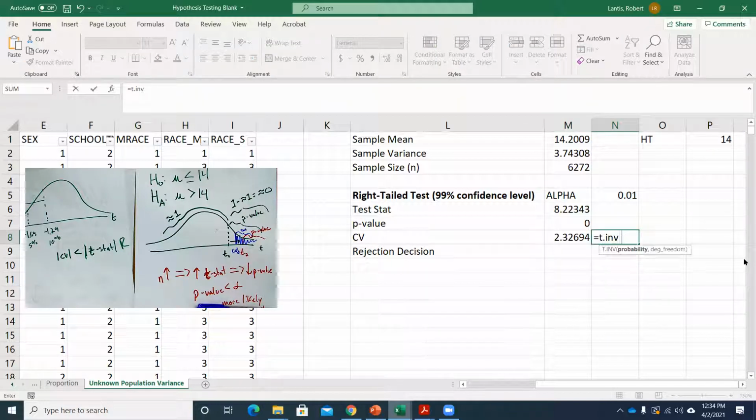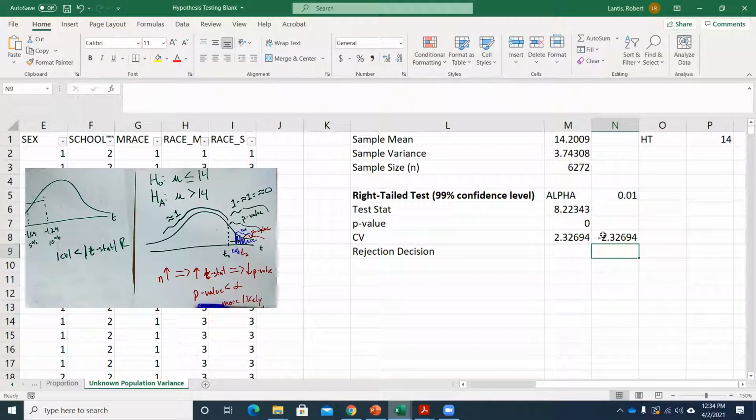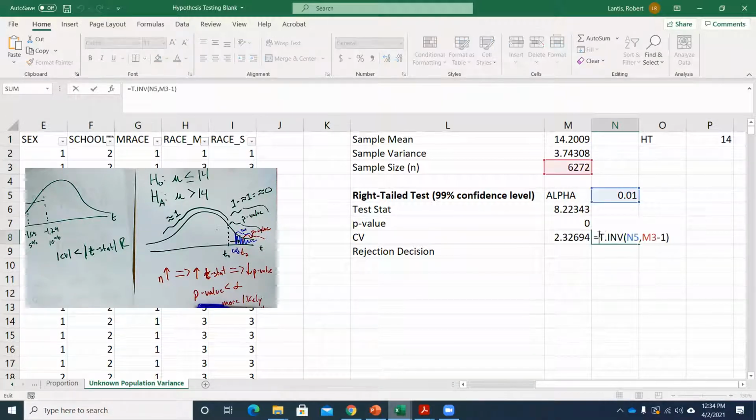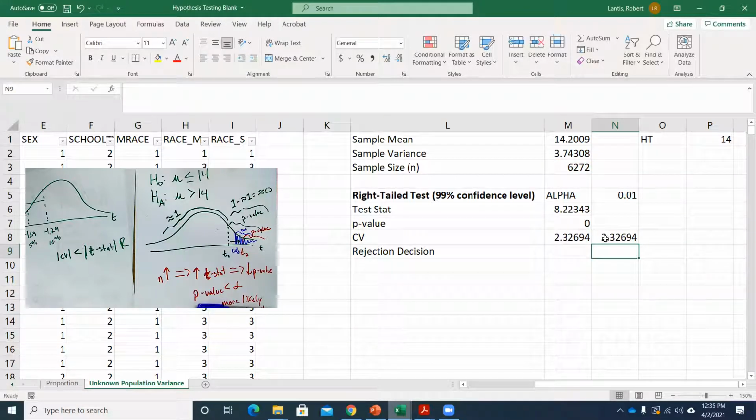Or I could use that t.inv, look up alpha at my degrees of freedom, so n-1, and then just remember, oh yeah, it's going to give me the negative value. I have a right-tailed test. I know that because it's symmetric, it should be that value, but positive. So I can use that absolute value function, just ABS, to get that exact same value. Okay? So now I've got my critical value.